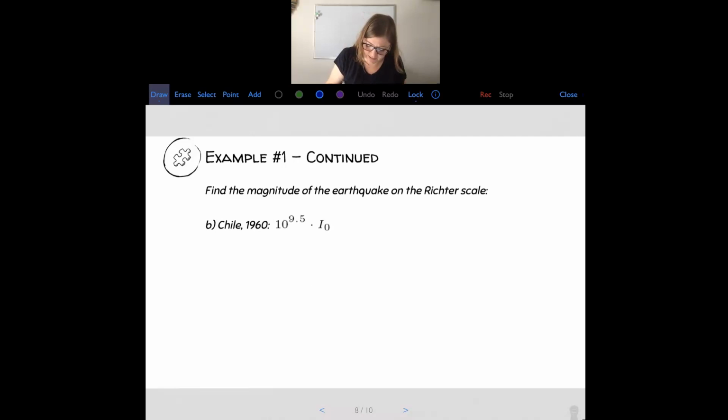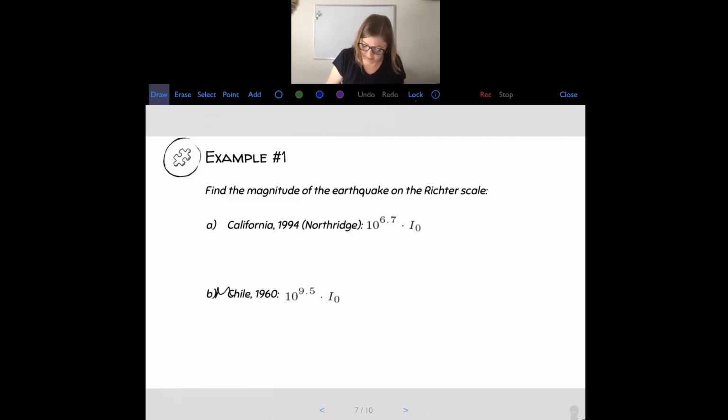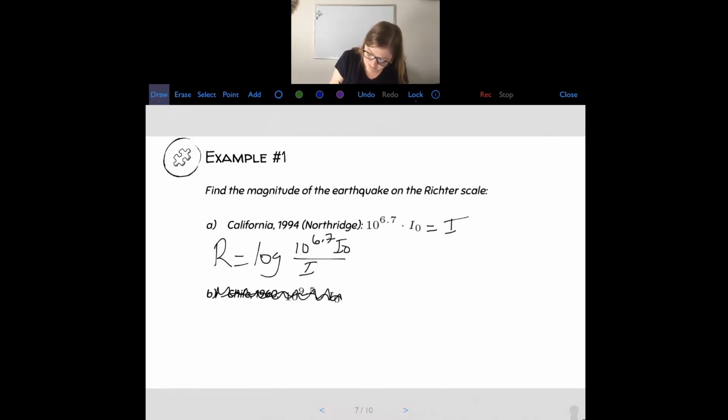On this first slide, we're just going to do example part A, and then on the second slide, we'll do part B. So in California in 1994, there was the Northridge earthquake. When you see this 10 raised to the power of 6.7 times I naught, this is the intensity. So if we plug this in, we have R is equal to log, our intensity is 10 to the 6.7 times I naught over I naught. The I naughts cancel out, and we're left with log of 10 to the 6.7.